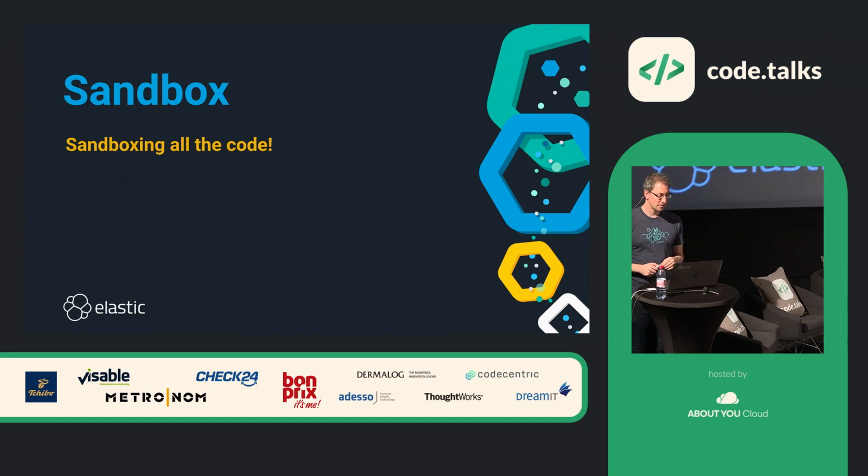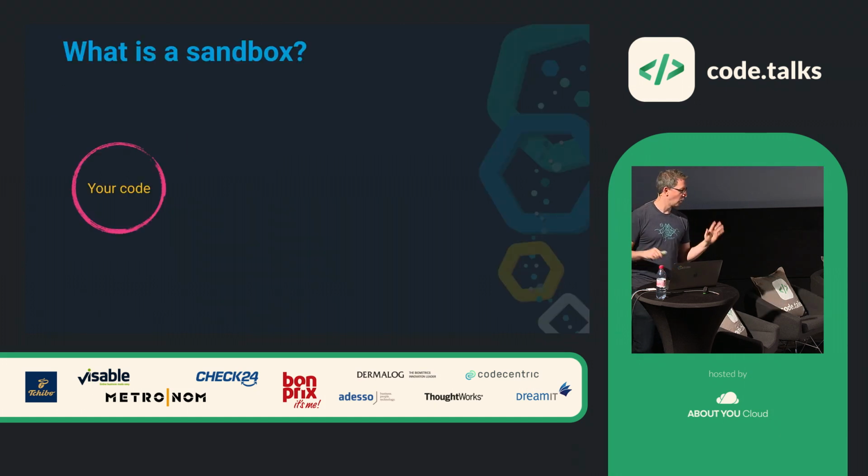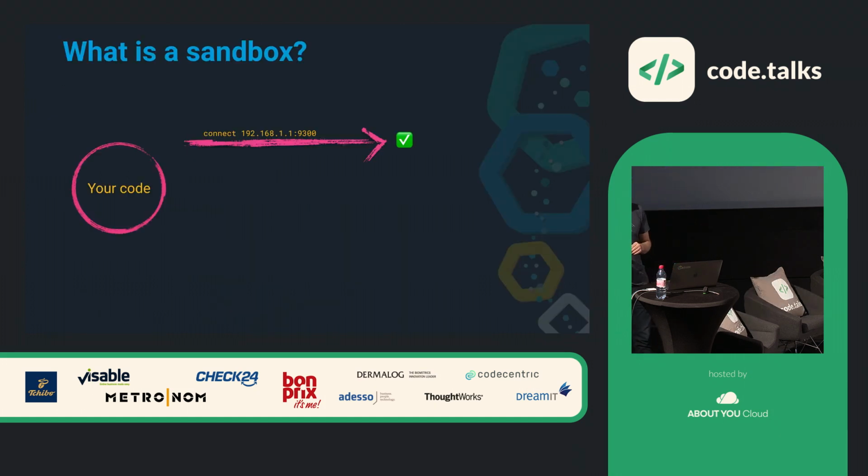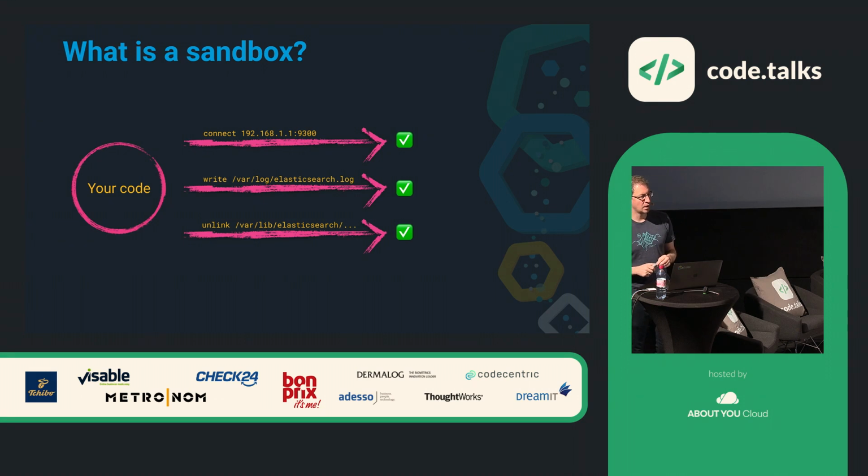So this is all a bit of sandboxing. We should probably talk about what a sandbox is. So let's imagine for a moment we have our wonderful fancy code over here, and we connect to another host over the network. In terms of Elasticsearch, talking to another node in a cluster is quite a good thing, so I'm really happy that you can connect to another node. If you want to write a log file entry, you just have to append to a certain file. That's perfectly fine and safe as well.